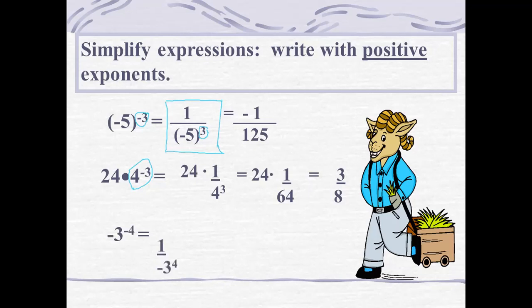Okay. Now what about this one? Negative 3 raised to the power of negative 4. Kim, what is it written with a positive exponent? Kim. 1 over. Yes, Kim.